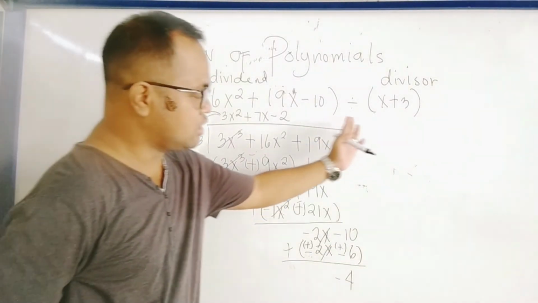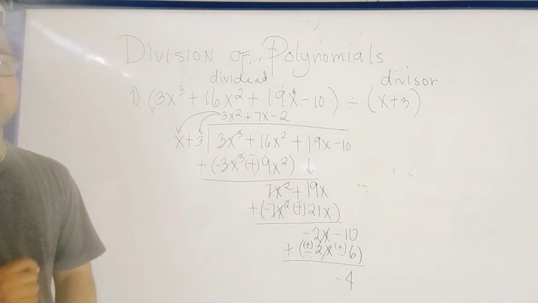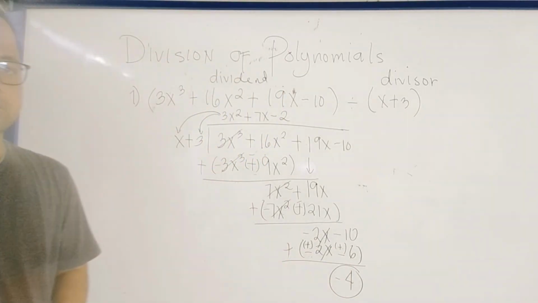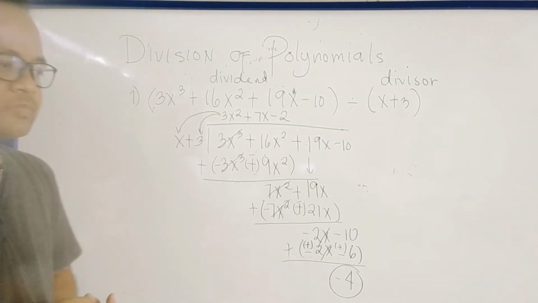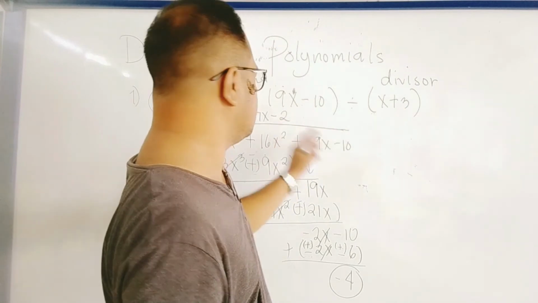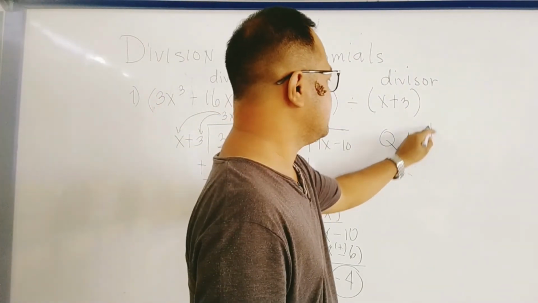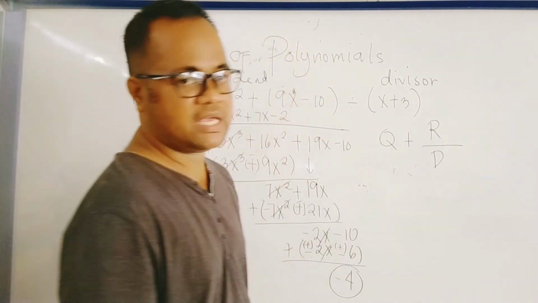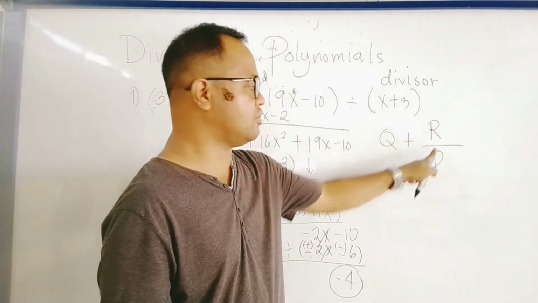Now, there are no terms left in the dividend. So therefore, this negative 4 is considered as your remainder. Now, to write your answer in the proper way, you have to write the quotient plus the remainder over the divisor. Quotient plus the remainder over the divisor.